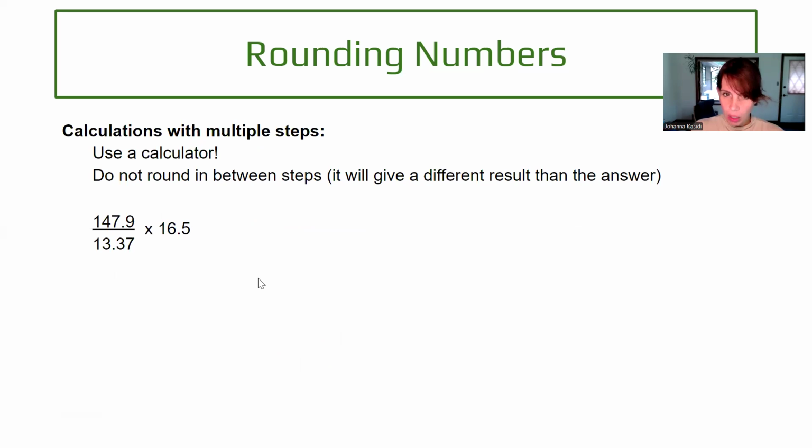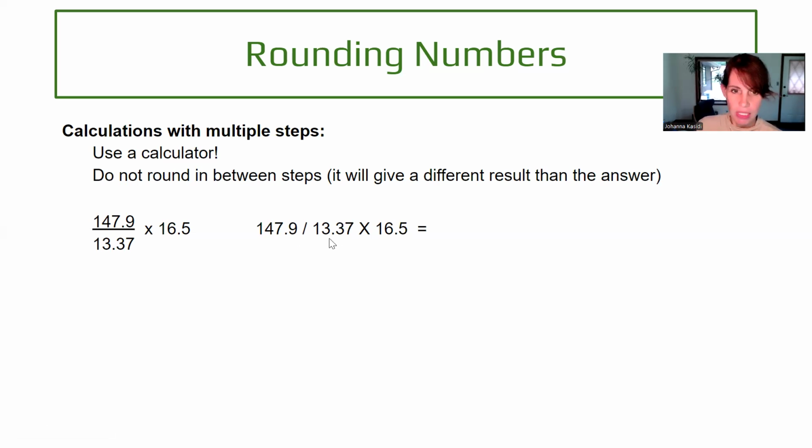Now, for calculations with multiple steps, you're not going to round between the steps. You're going to just do all of the calculations on your calculator in one swoop and then round the final result. So like if I have this problem right here, say I'm doing desire over have times quantity, I desire 147.9. I have 13.37 and 16.5 milliliters of something. So when I do the math, 147.9, and this symbol here means divide. If you didn't know that, when we do it on the keyboards here, this is a division.